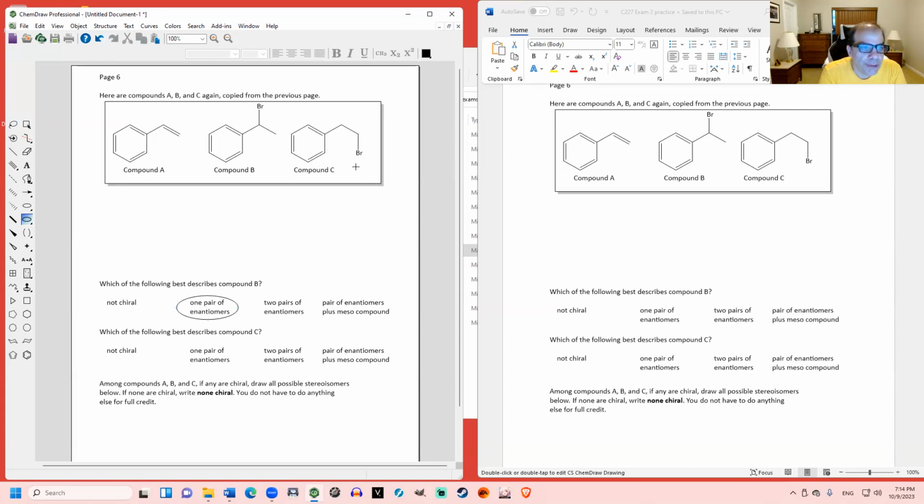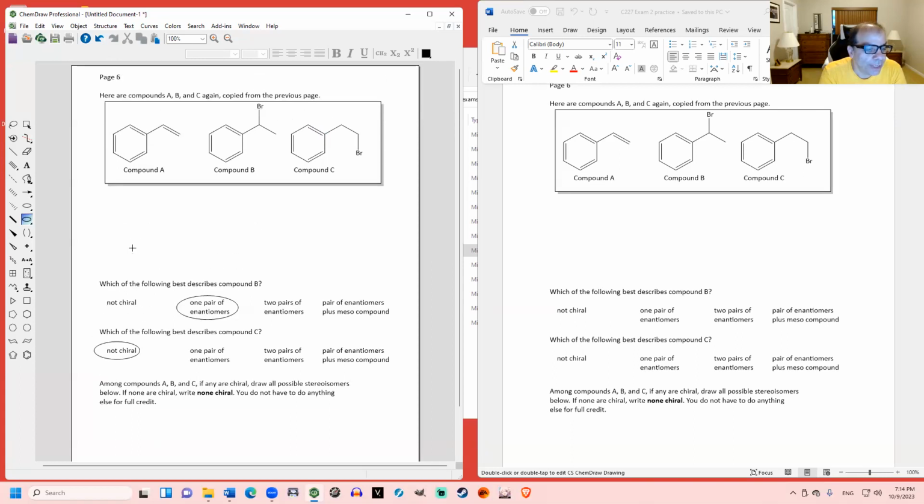What about compound C? Well, compound C has no chiral carbons. This is a CH2 over here. There's no chiral carbons. That carbon is not chiral because it's sp2 hybridized. So compound C is not chiral.